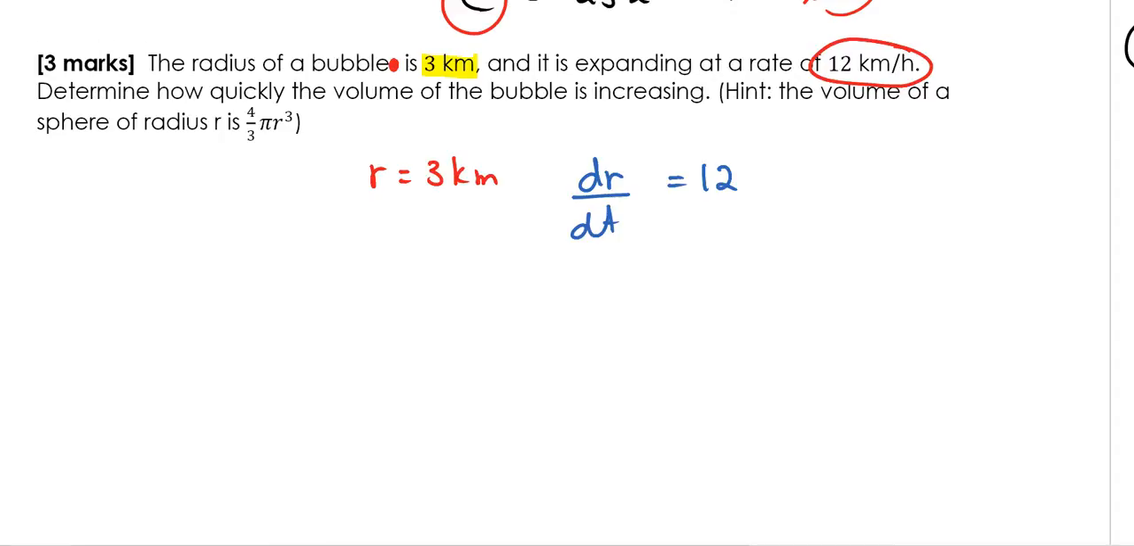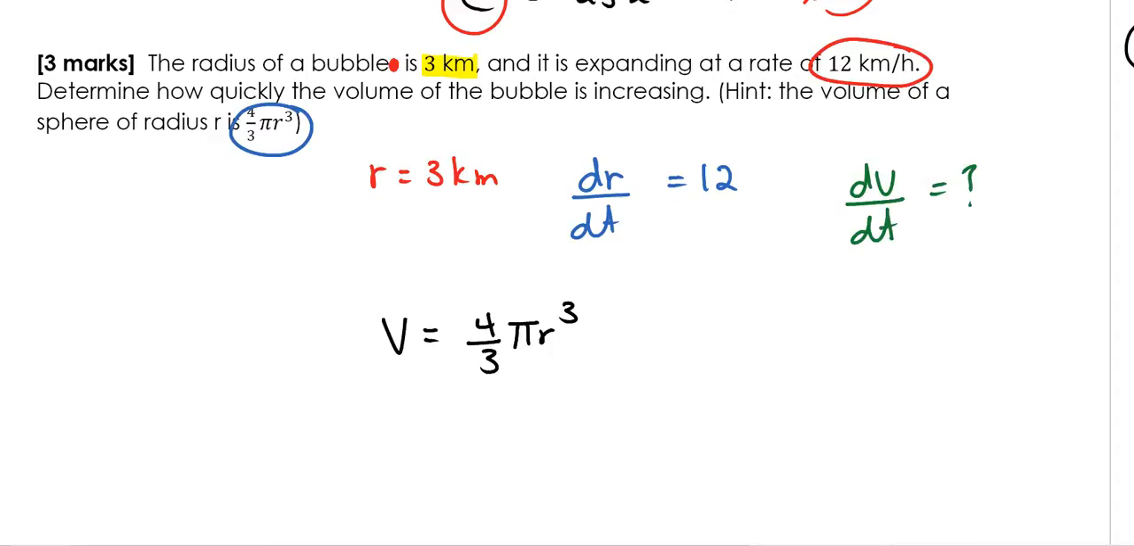And the volume of a sphere of a radius is 4/3 pi r cubed. Okay, so that's pretty good. They give us the volume formula, which is 4/3 pi r cubed. This is the volume of a sphere, and I want to find out how quickly the volume of the bubble is increasing. So I want to find out what dV by dt is. That means I'm looking for dV by dt.